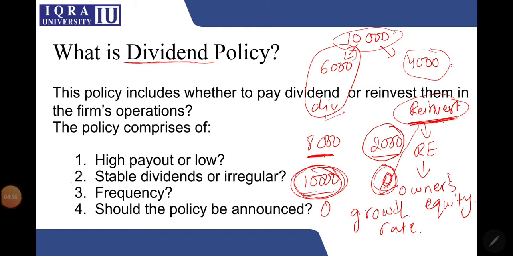So businesses need to decide what type of policy they are going to keep for their dividend. Are they going to keep a high payout or a low payout dividend policy? Will they pay more dividend or less? Stable dividend or irregular? What will be the frequency of the dividends? And should the policy be announced? So these are some questions that the management has to think over.